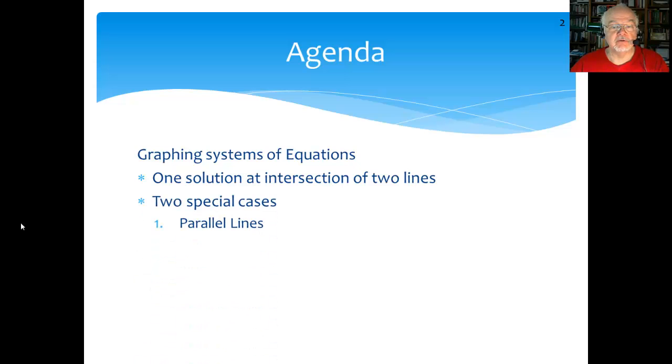The first special case is when our system of equations is graphed as parallel lines. And the second special case is when the 2x2 system of equations is graphed and we discover they are collinear lines.